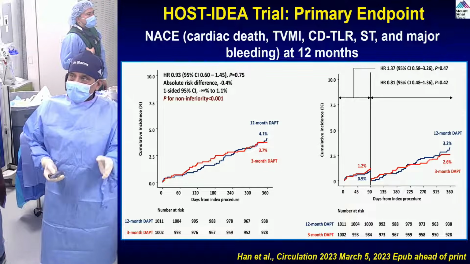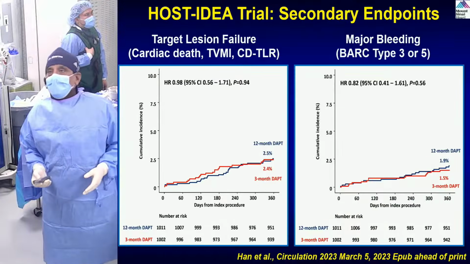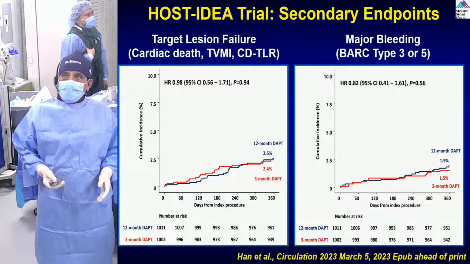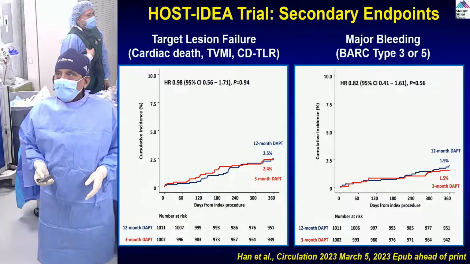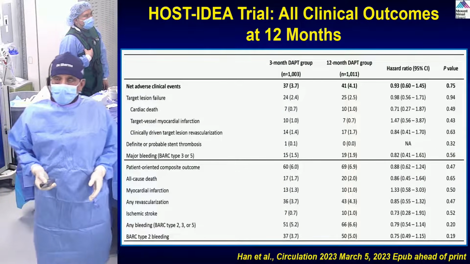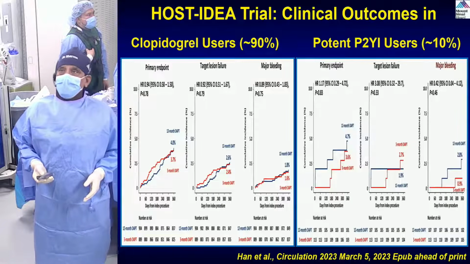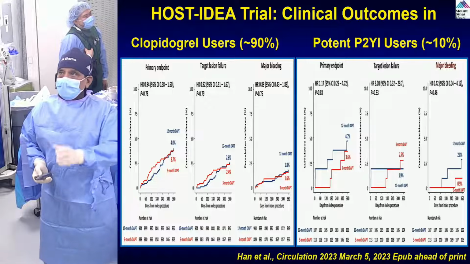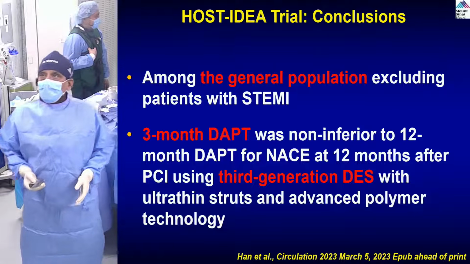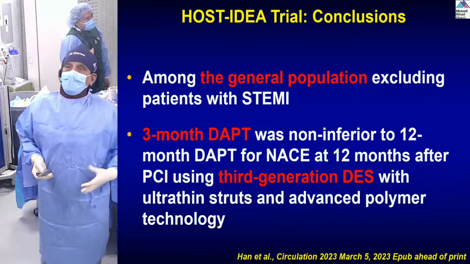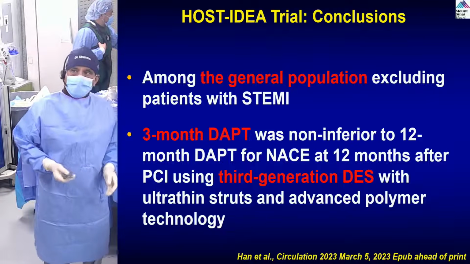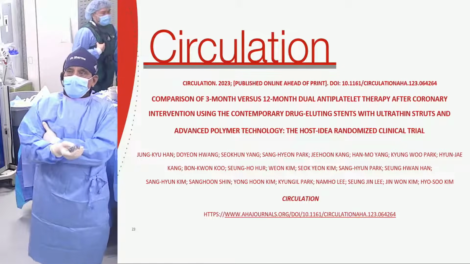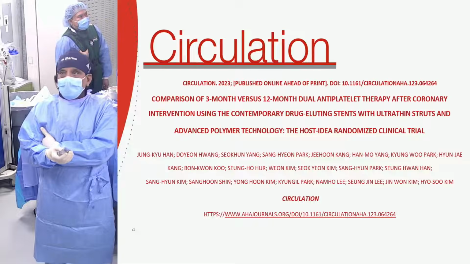Whether it's 90 days or beyond, both were identical. And of course, individual endpoints are here. Target vessel failure, lesion failure, and bleeding were identical 3 months versus 12 months. And this basically showed that whether you use clopidogrel, and about 10% were on the P2Y12 inhibitor, a strong one, it was identical. So overall it showed that 3 months DAPT is non-inferior. So that's basically what we learned from it.